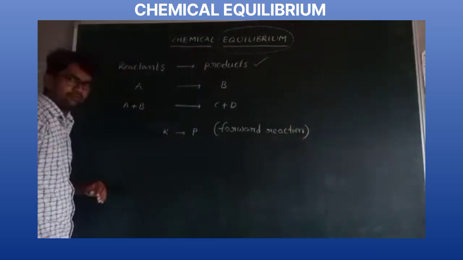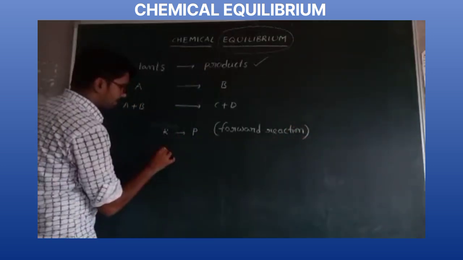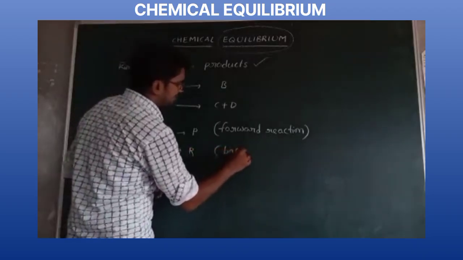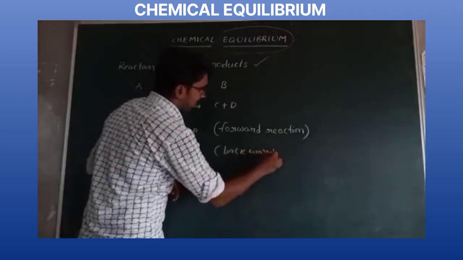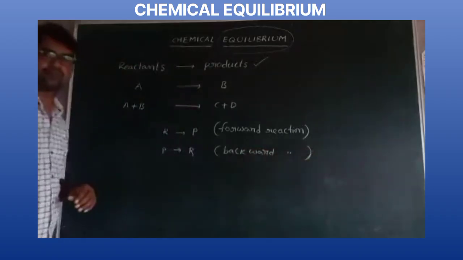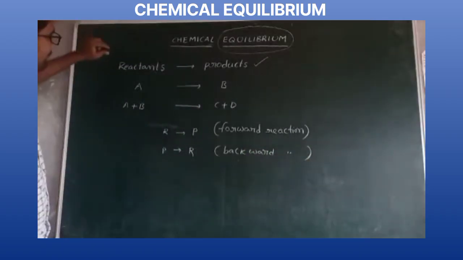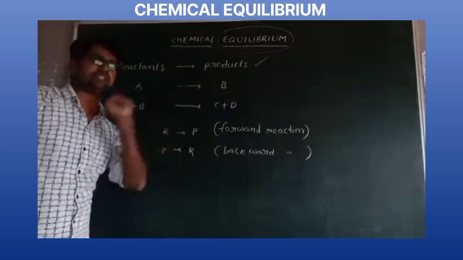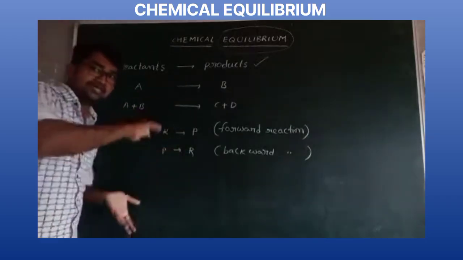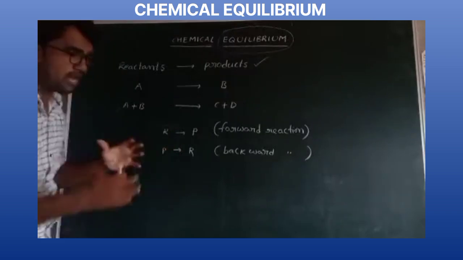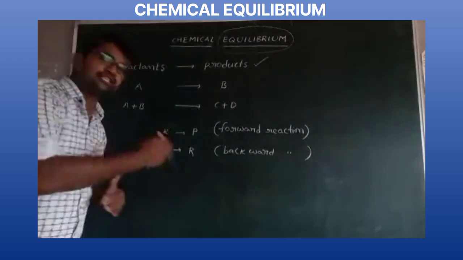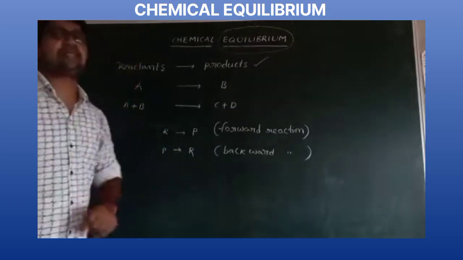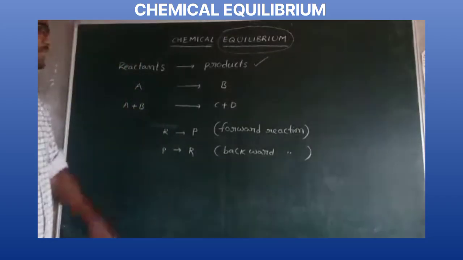Do you understand, Anna? Forward reaction. Sometimes product is converted to reactants. This is called the backward reaction. So if only reactant is converted to product, the reaction is called an irreversible reaction. If both occur simultaneously and continuously, such types of reactions are called equilibrium reactions or reversible reactions.